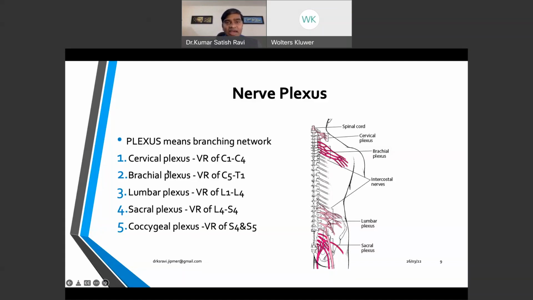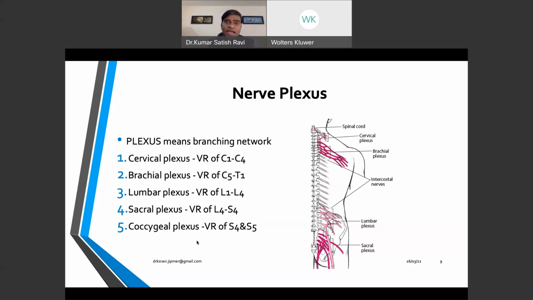The cervical plexus is formed by the ventral rami of C1 to C4, whereas the brachial plexus is formed by the ventral rami of C5 to T1, the lumbar plexus is formed by the ventral rami of L1 to L4, the sacral plexus is formed by the ventral rami of L4 to S4, and the coccygeal plexus is formed by the ventral rami of S4 and S5.